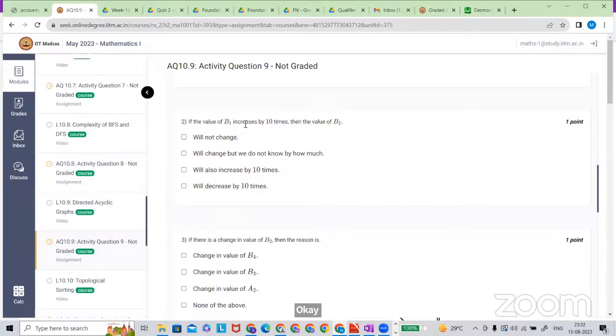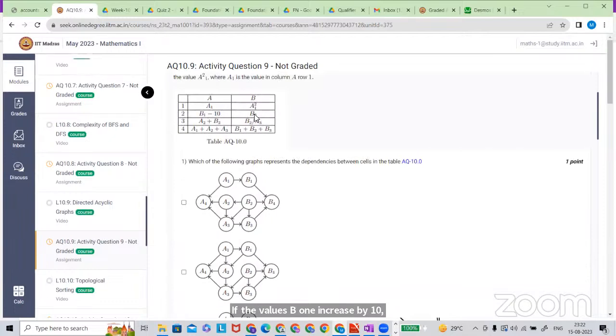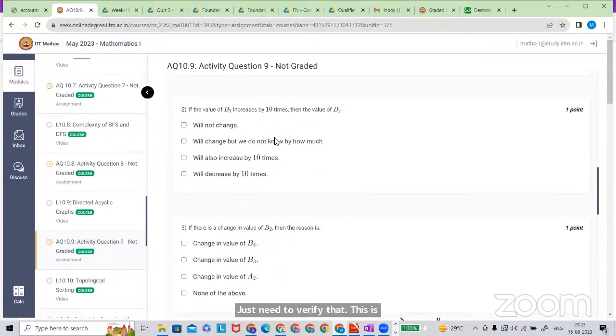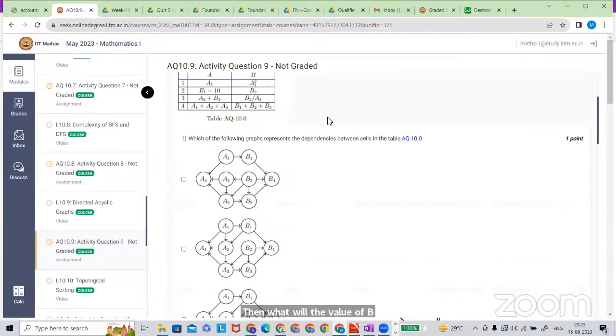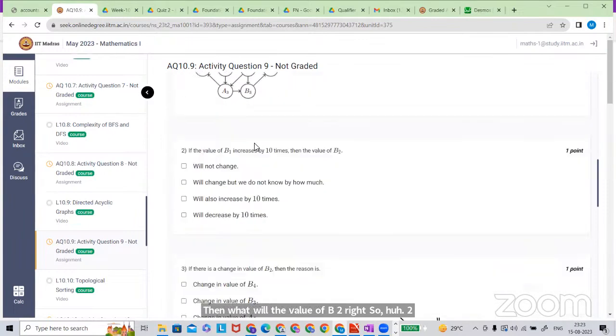If the value of B1 increases by 10, then what is the value? That totally depends on the dependence, you just need to verify that. They are asking if B1 increases by 10 times, what will the value of B2 be? B2 is totally independent, then you have to choose. Okay, so it will not change.